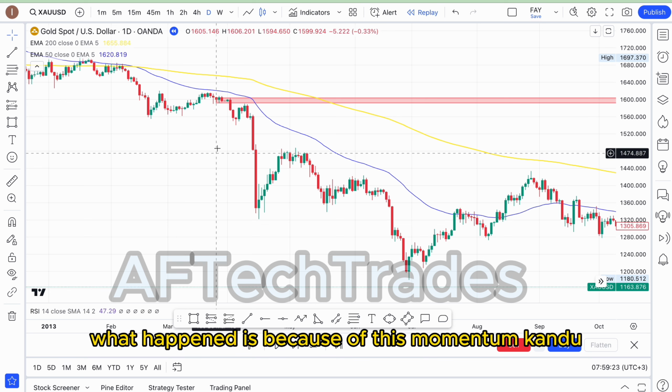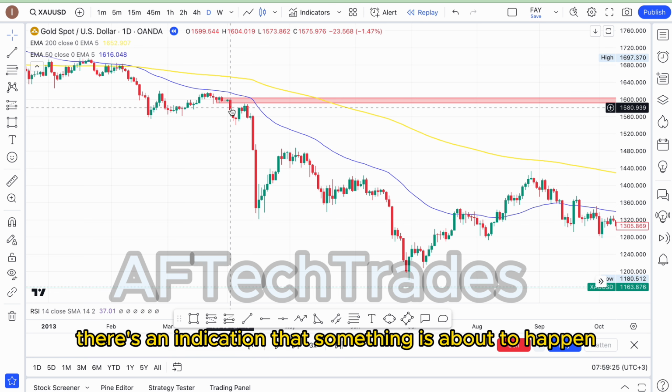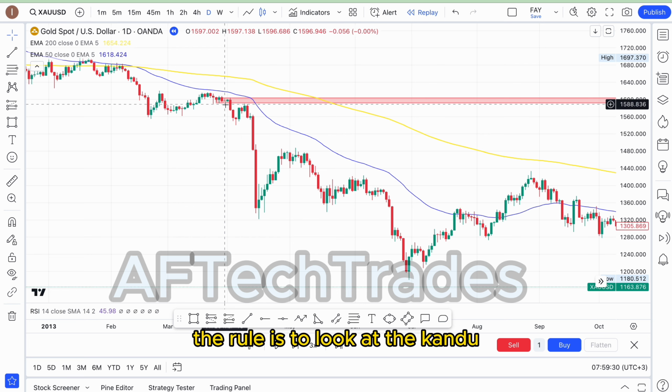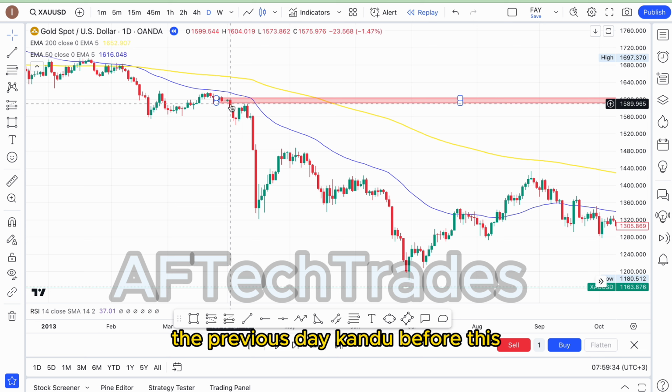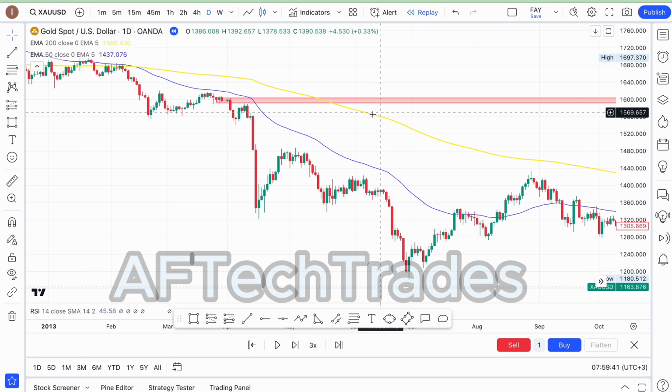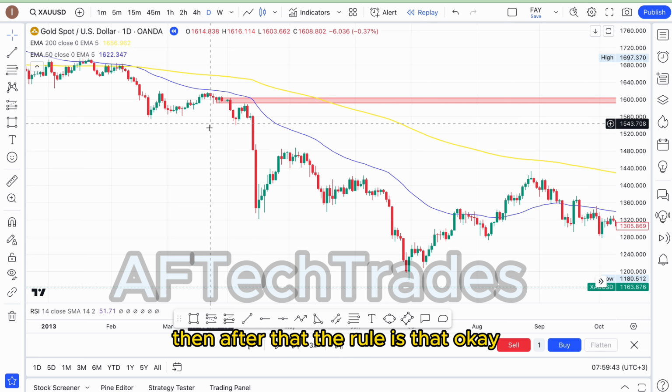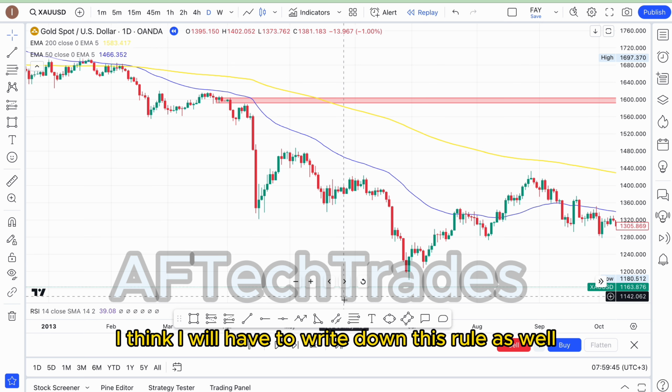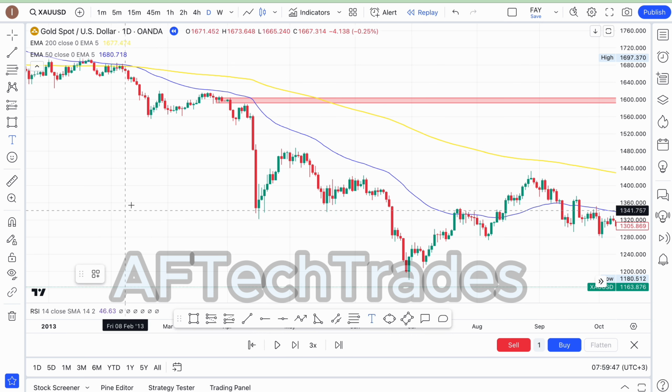What happened is, because of this momentum candle, there is an indication that something is about to happen. What you do, as I said, the rule is to look at the previous day candle before this, and then use that candle to mark out your zone. Then after that, I think I will have to write down this rule as well.